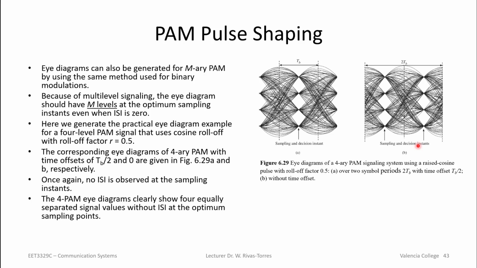Eye diagrams are again a wonderful tool for this sort of thing. Here's a 4-level, or 4-ary, system. This is for a raised cosine filter with a roll-off factor of R equals 0.5, as we saw last time. And you can clearly see where the sampling and decision instant is. The eyes are nice and open, and you can see where the optimum decision sampling point would be.